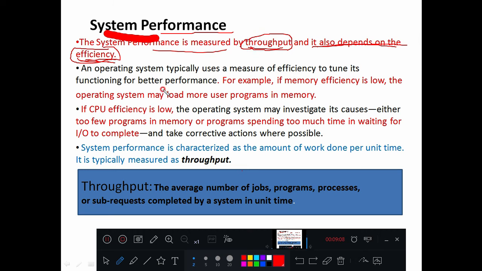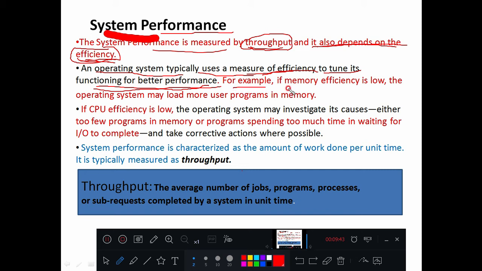Clear? Next, an operating system typically uses a measure of efficiency to tune its functioning for better performance. I already said these are all interrelated topics: system performance, throughput, and efficiency. So an operating system typically uses a measure of efficiency to tune its functioning for better performance. When the operating system is efficient enough, then I can say its performance is better.